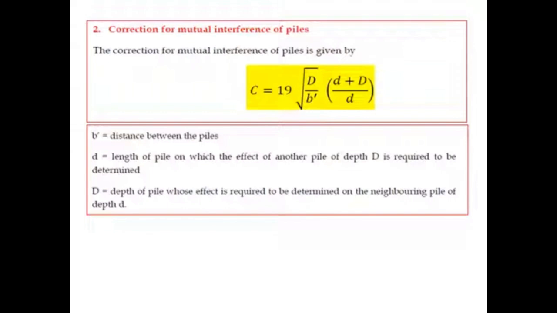So for an intermediate pile, there will be influence of the outer piles, or for the outer pile there is influence of an intermediate pile. This correction is given by C equals 19 root of D by b dash into (D plus capital D) by D. Here b dash is the distance between the piles, and small d is the length of the pile on which the effect of another pile of depth capital D is required to be determined. So there is an influence of the intermediate pile on the outer pile of depth d, say. The length of the pile considered is small d, and capital D is the depth of the pile whose effect is required on the neighboring pile of depth d. So like this we can apply this formula and go for the corrections.